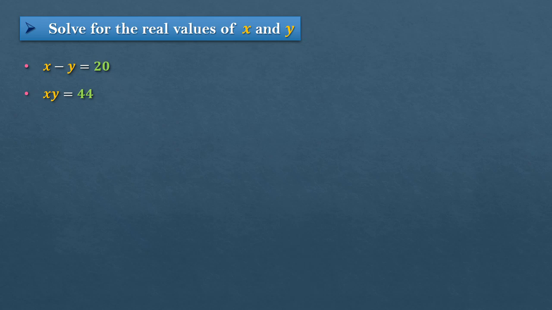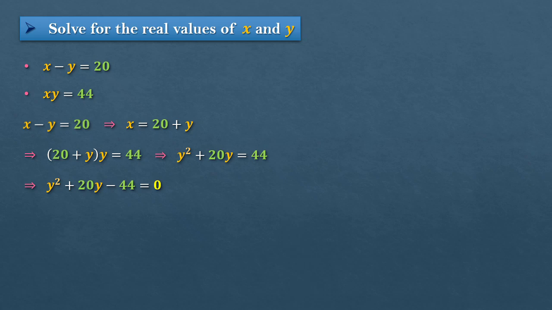We begin by isolating x in the first equation. From x minus y equals 20, we obtain x equals 20 plus y. Substituting this expression into the second equation, x multiplied by y equals 44, we get (20 plus y) multiplied by y equals 44. Expanding gives y squared plus 20y equals 44. This implies that y squared plus 20y minus 44 equals 0.